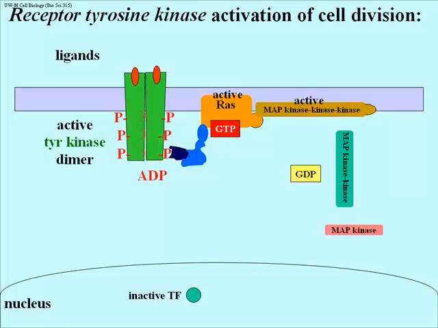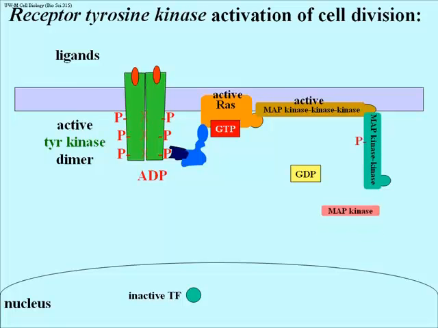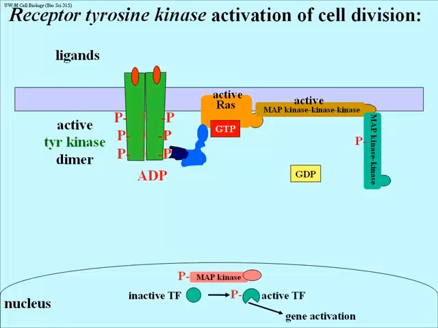Let's look at the rest of this cascade. Next, MAP kinase phosphorylates MAP kinase, which then phosphorylates MAP kinase, which in turn enters the nucleus and catalyzes the phosphorylation of a transcription factor that activates genes, ultimately leading to cell division, as illustrated in the animation that just blew by you here. You may wish to review this animation to help you digest what I just told you.